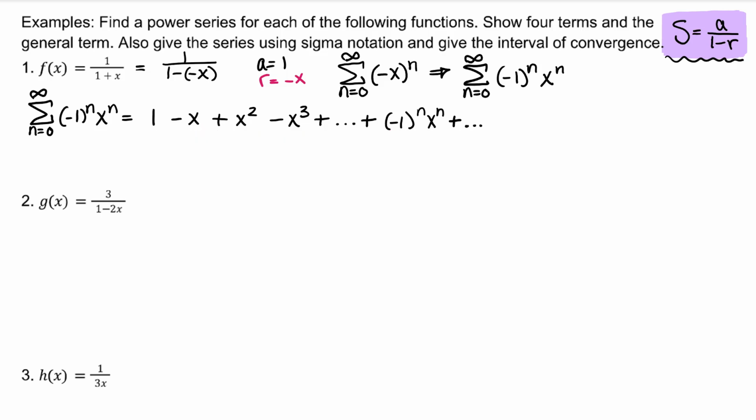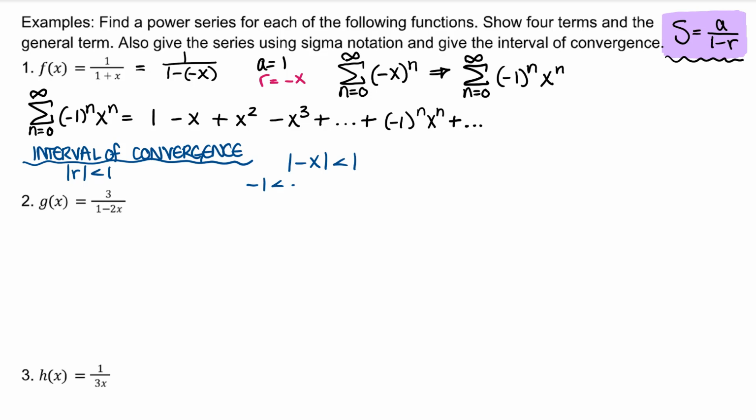Our last step is to find the interval of convergence. For your interval of convergence, the absolute value of r must be less than 1. That means the absolute value of negative x must be less than 1, which gives us a compound inequality of -1 to 1 with negative x in between. Once you divide all 3 parts by -1, we flip those inequality symbols and we get the same interval as the first power series. That interval of convergence is -1 to 1.